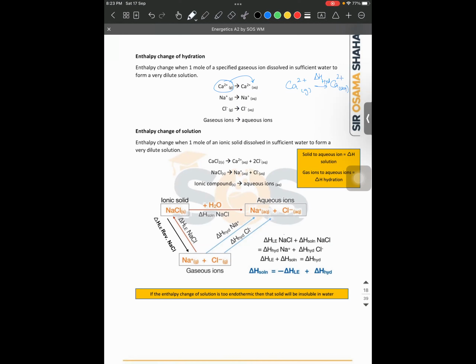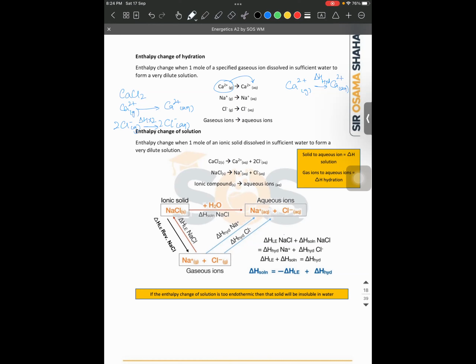If you have multiple ions, that means you have multiple hydrations. For example, if you have calcium chloride, you have calcium ions, which convert into aqueous calcium ions. This is the enthalpy change of hydration of calcium ions. You also have gaseous chloride ions at the start, which you convert into aqueous as well. This is the enthalpy change of hydration of chloride ion. To calculate them, you need to multiply by 2 as well, because each compound has 2 chloride ions. Is that right? Yes, sir.